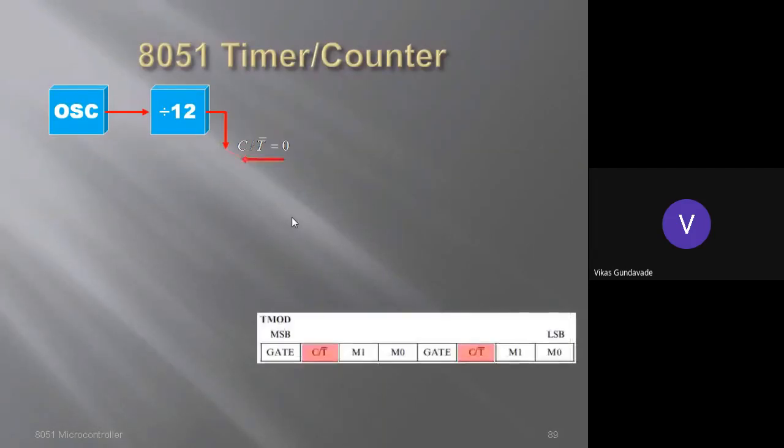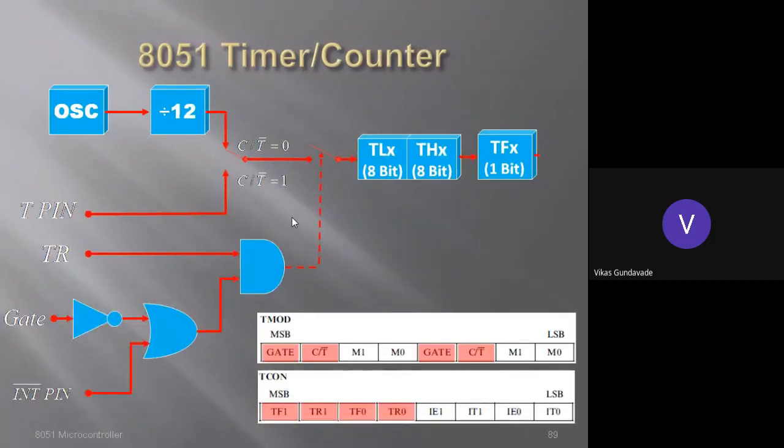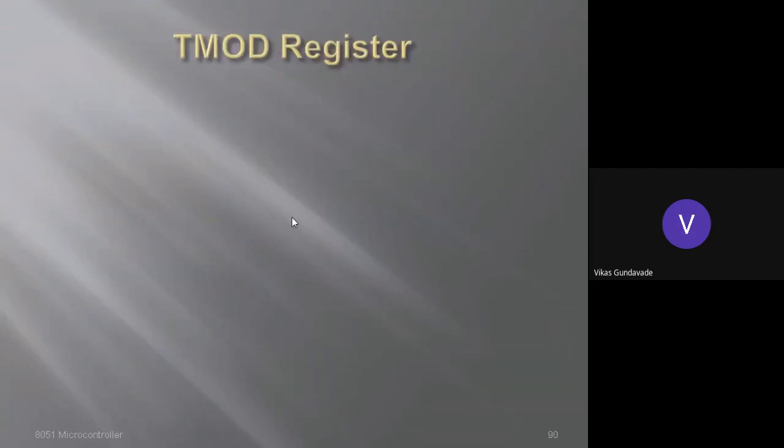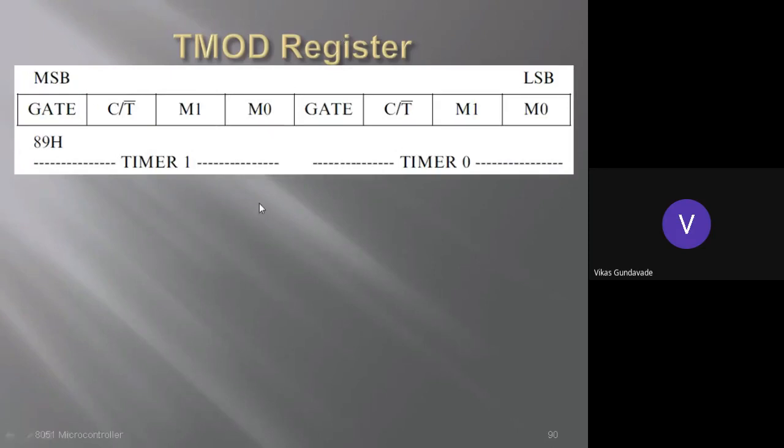Okay, so when the gate is 0, then the timer will get enabled. Now, for the timer, we have special function registers, the first one being the TMOD register. What is the TMOD register? This TMOD register is divided into two sections, in which the lower 4 bits are used for timer 0, and the higher 4 bits are used for timer 1.